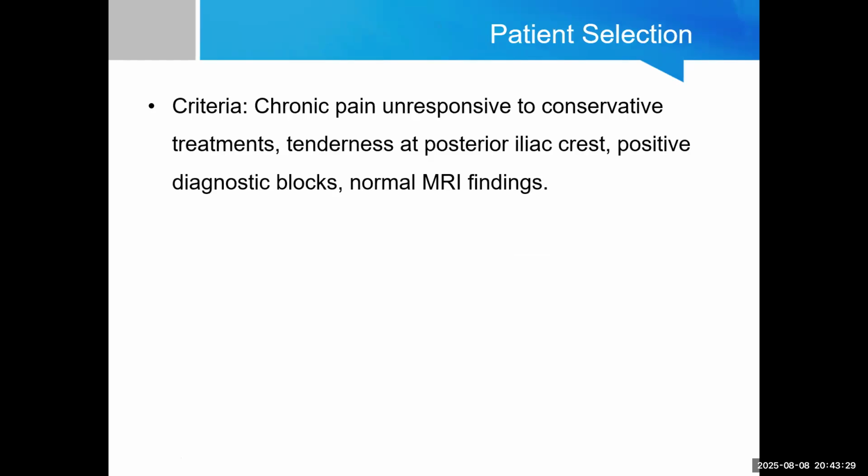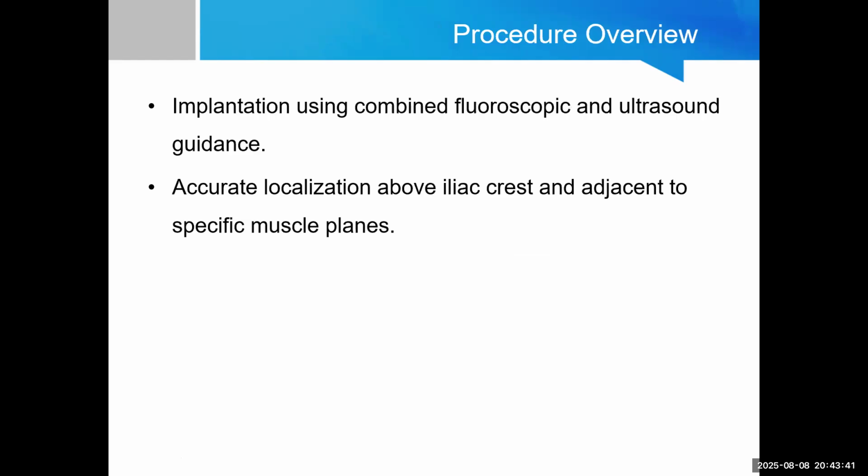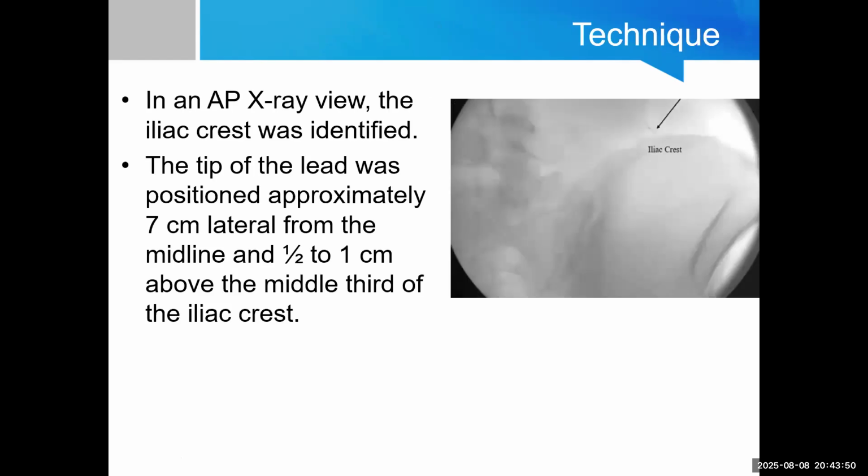The criteria which they used for selecting the patients were chronic pain unresponsive to conservative treatments, tenderness at the PSIS, positive diagnostic blocks, and normal MRI findings. Implantation used combined fluoroscopic and ultrasound guidance, we'll just see in a second, with accurate localization above the iliac crest and adjacent to specific muscle planes.